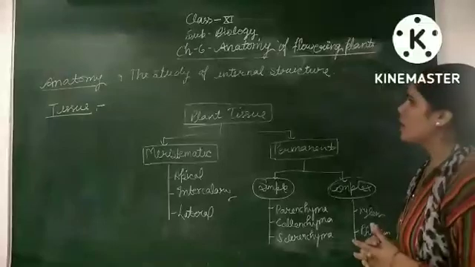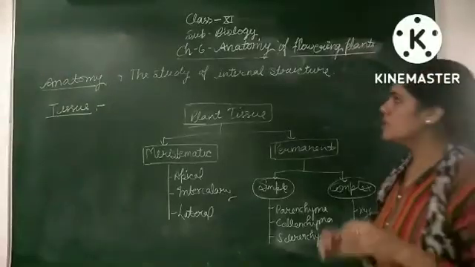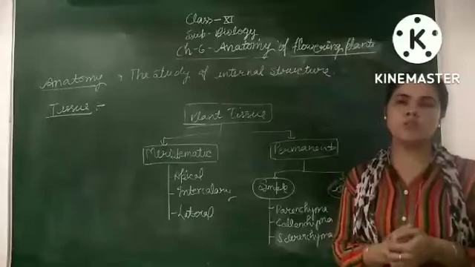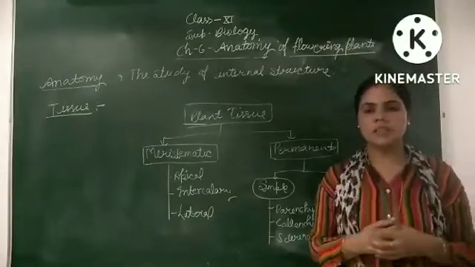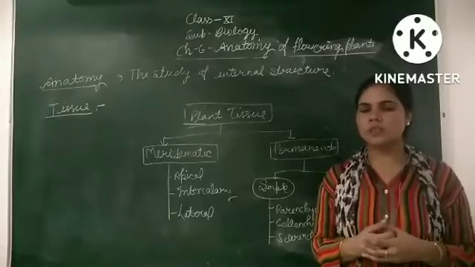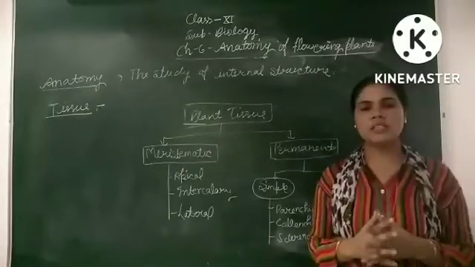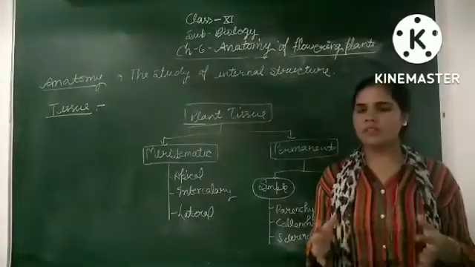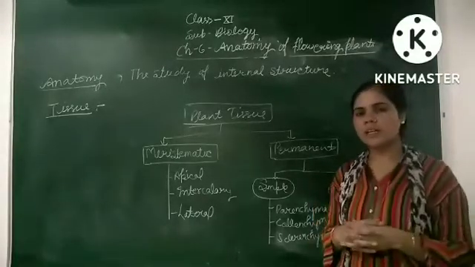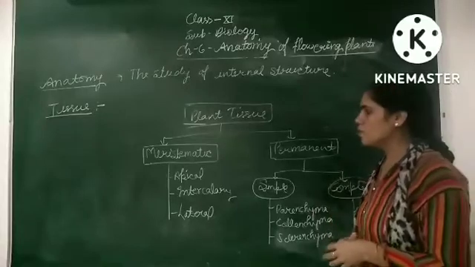Anatomy of flowering plants. Anatomy is the study of internal structures of the organism. With the help of anatomy, we can understand the internal structure and the internal processes of the organism. Tissue. A tissue is a group of similar and identical kinds of cells that perform a function together. Plant tissue.